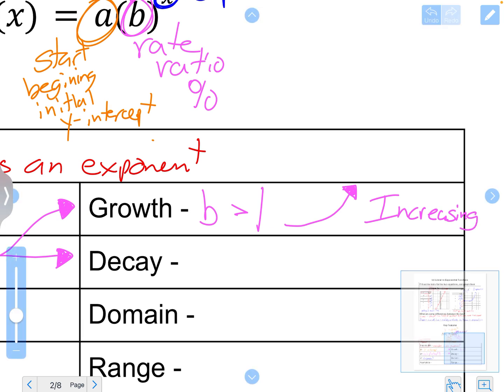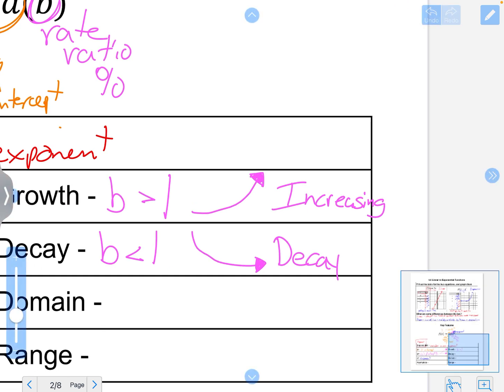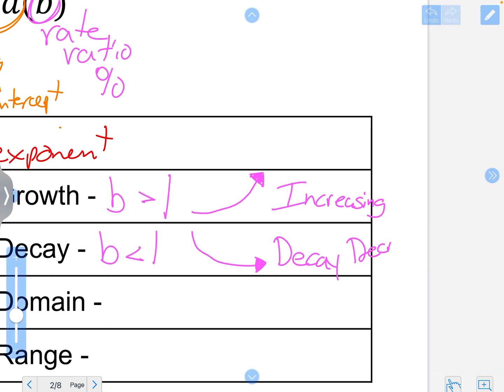If our b is less than 1, then our graph is going to go down as we go to the right, and we call it decay or decreasing. Oh, no, we already have decay in there, so it's decreasing. D-E-C-R-E-A-S-E, decreasing.